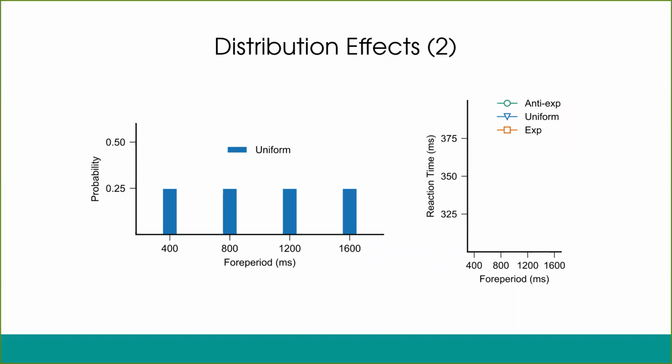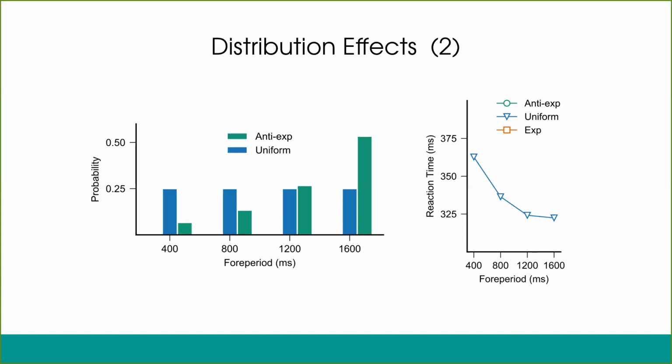On the intermediate timescale, the average reaction time across trials within an experimental block depends on the distribution used to draw the foreperiods from. Typically, foreperiods are uniformly distributed. That is, each foreperiod is equally often presented within a block. As we saw previously, in this case, reaction time decreases as a function of foreperiod.